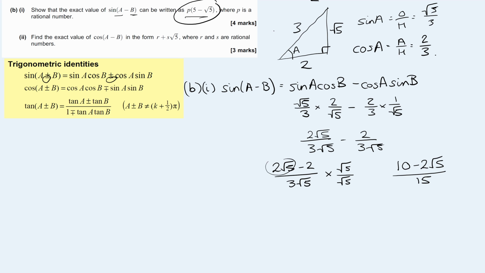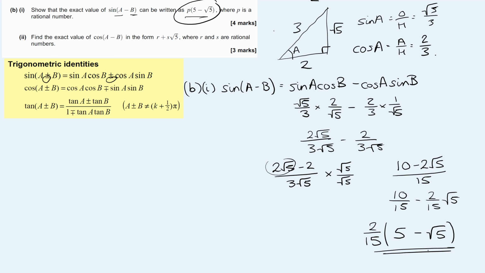So we want to take a rational number out the front, leaving us with a 5 minus root 5. So let's just split this up into its 2 fractional parts, just to be really obvious what's going on here. So we can take out a factor of 2/15. Now 2/15 times what gives me 10/15? Fortunately it's 5 minus the root 5. And that's what we were being asked to show. So P is 2/15 there.